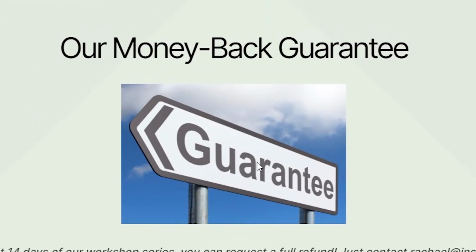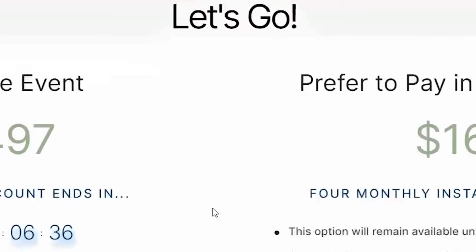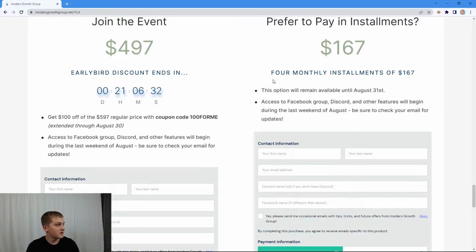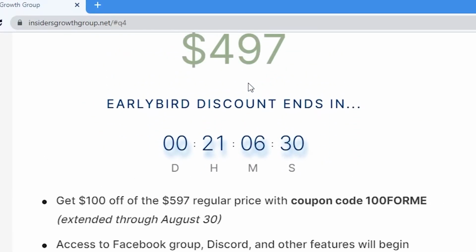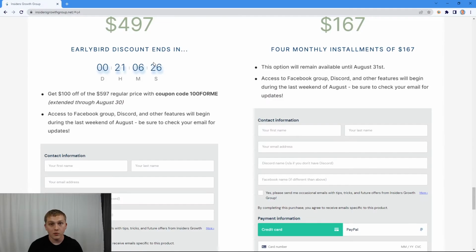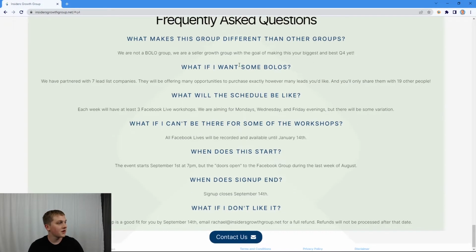Mods, they have a money back guarantee. You can read that for how it works. And then here's the pricing. There are a couple different options. This is the early bird, if you somehow follow and we're able to get in before that ends, but by the time this video goes up, it'll probably be over. I think it's going up to $597, or they have these monthly installments. And then there are these FAQs that you can go through as well.